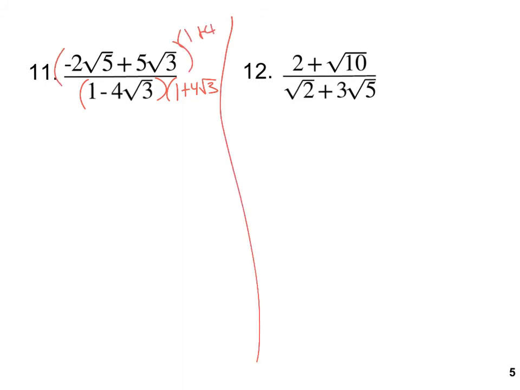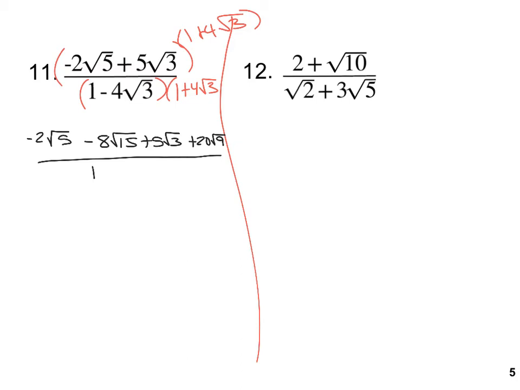1 plus 4 root 3. All right, see if I can FOIL this out without being a disaster. All right, so that's negative 2 root 5. Negative 8 root 15, 5 root 3, 20 root 9, all over 1 minus 16 root 9.